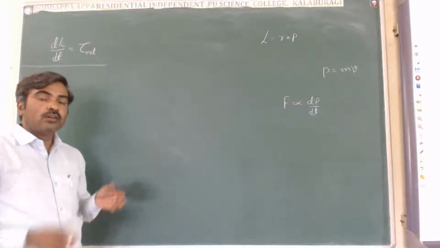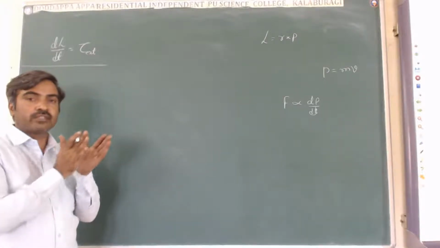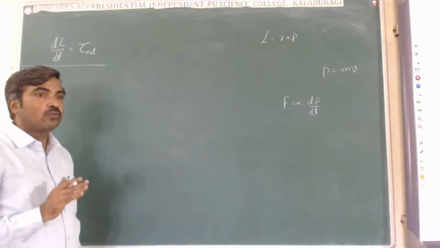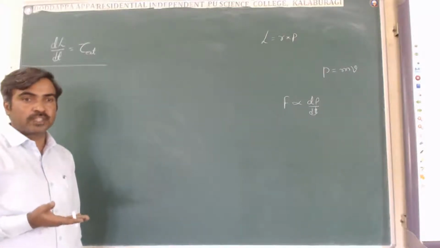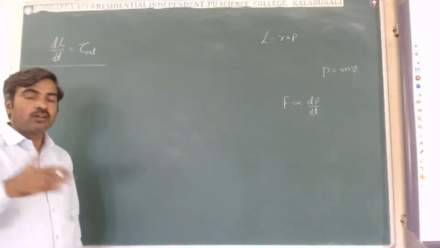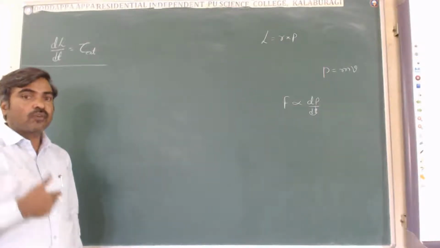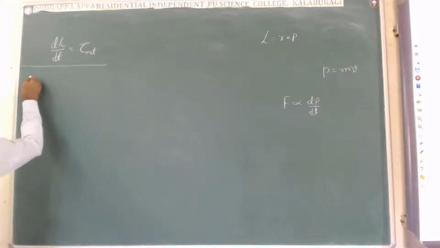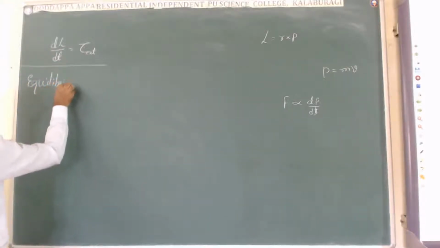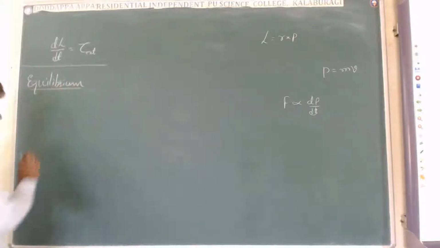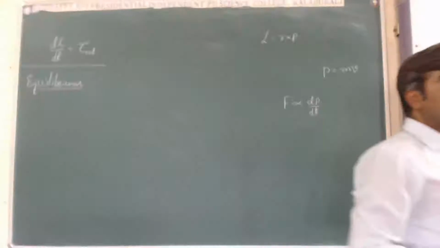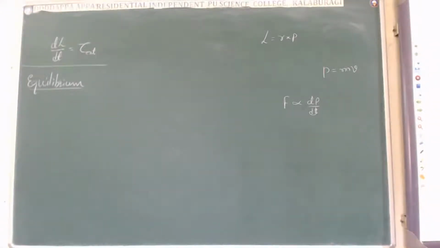But whether all those motions, the translational motion and the rotational motion, will be under equilibrium. It means, will they maintain the same speed of motion, translational or rotational? So that we have to discuss. That is equilibrium. Equilibrium conditions of rotational and translational motion, or we can say equilibrium conditions of a rigid body.